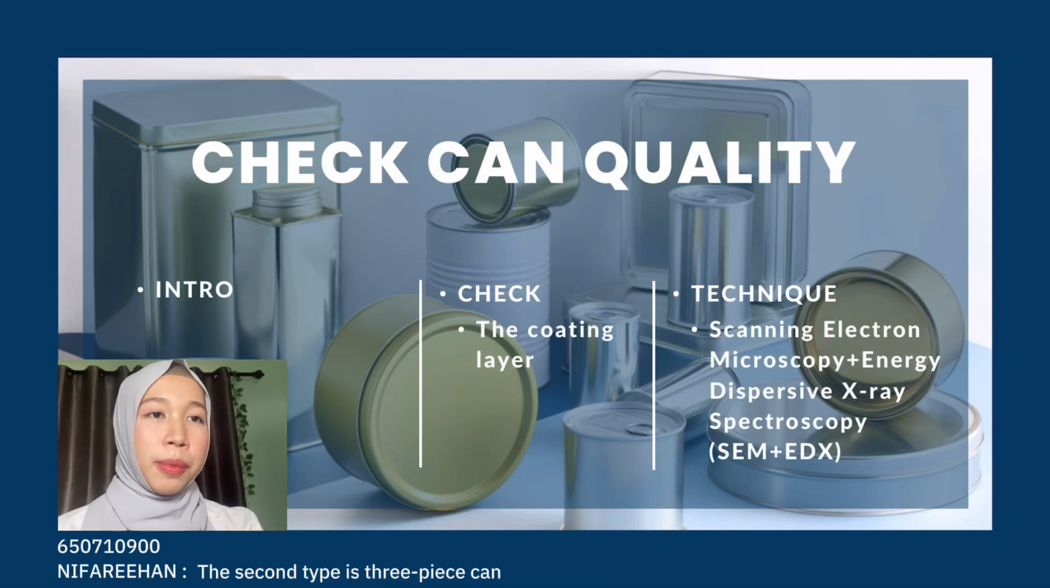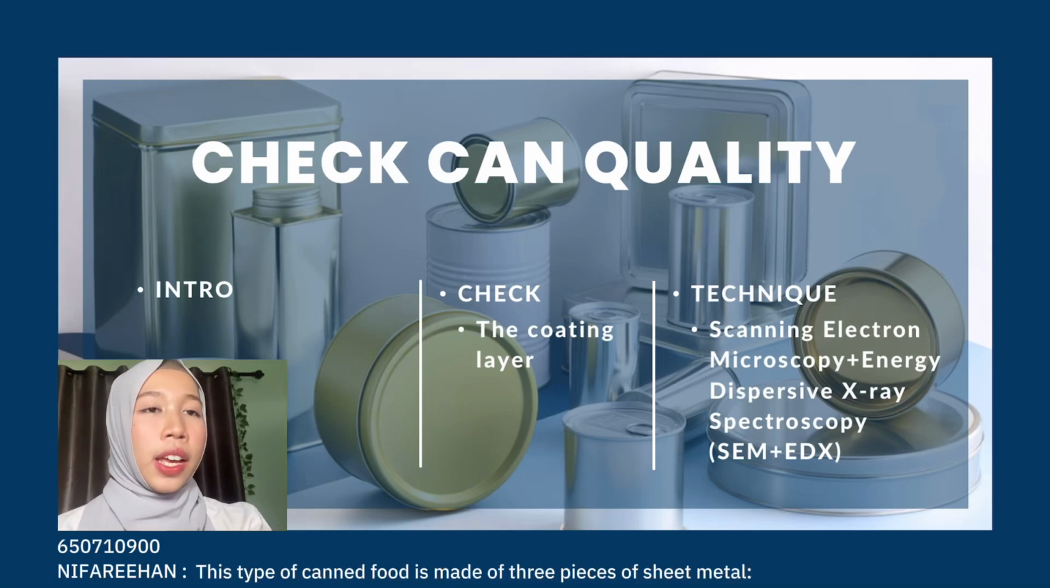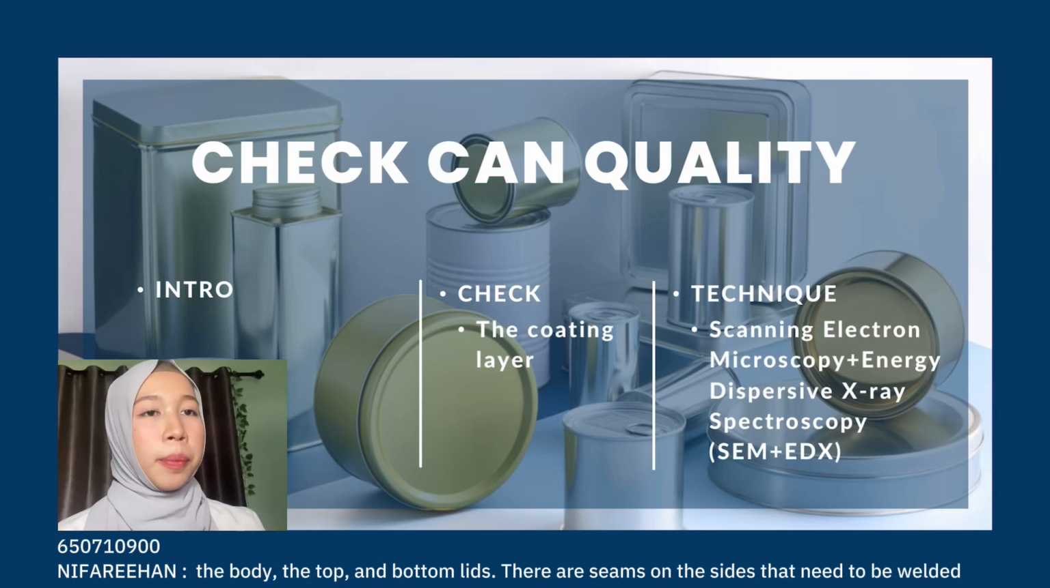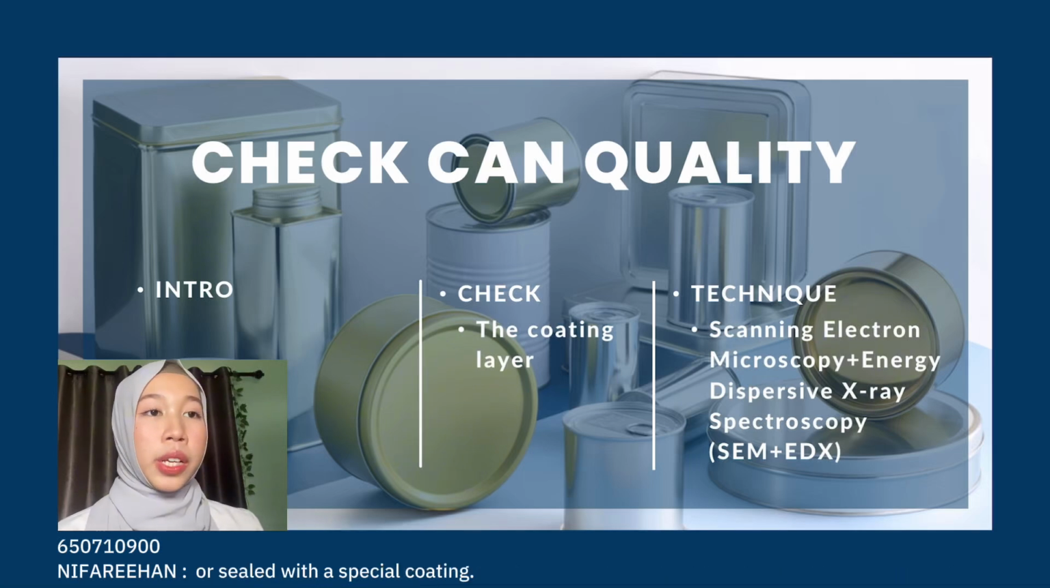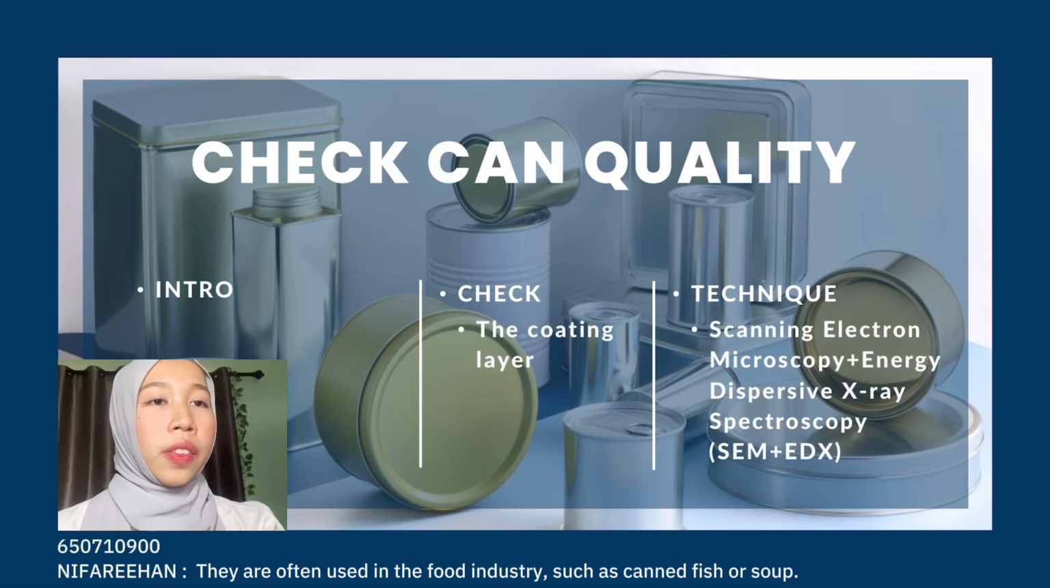The second type is the 3-piece can. This type of canned food is made of 3 pieces of sheet metal: the body, the top, and the bottom lid. There are seams on the side that need to be welded and sealed with a special coating. They are often used in the food industry, such as canned fish or soup.